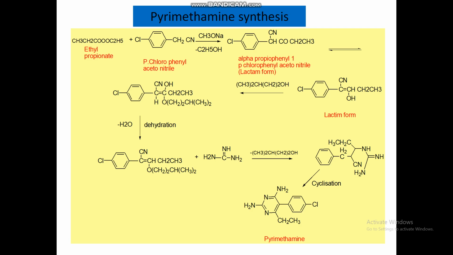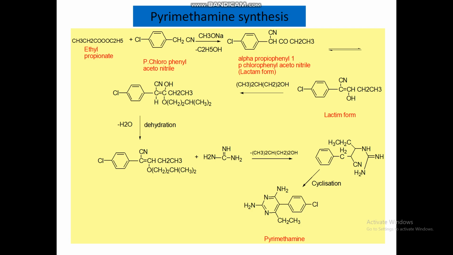It is again condensed with isoamyl alcohol. It is producing the hemiacetal. That hemiacetal undergoes dehydration, elimination of water. After dehydration, that compound is condensed with guanidine, with elimination of isoamyl alcohol. After the guanidine condensation, the product undergoes cyclization. It is producing the pyrimethamine.